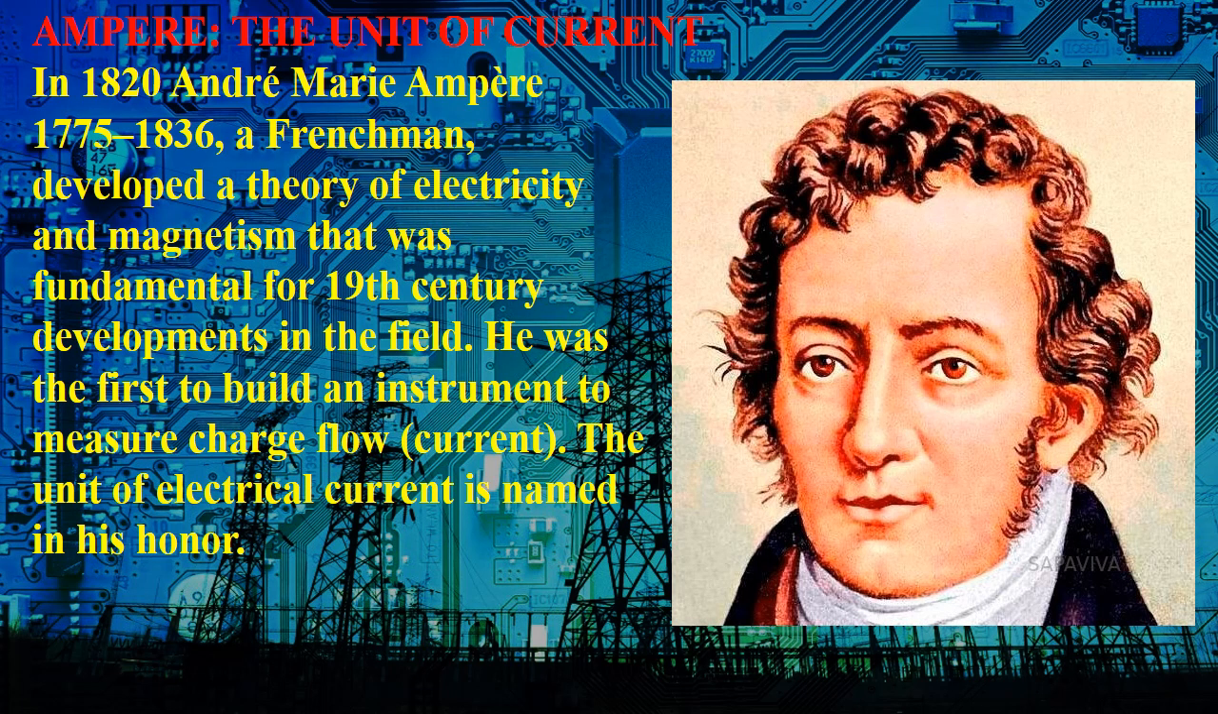Where does this ampere come from? In fact, ampere is the name of a person, a Frenchman. His name is Andre Marie Ampere. He was born in the year 1775 and he passed on in 1836. In the year 1820, he developed a theory of electricity and magnetism that was fundamental for 19th century developments in the field of electricity and magnetism. He was the first to build an instrument to measure charge flow, which is flow of current. The unit of electrical current is named in his honor. So that's Andre Marie Ampere there.